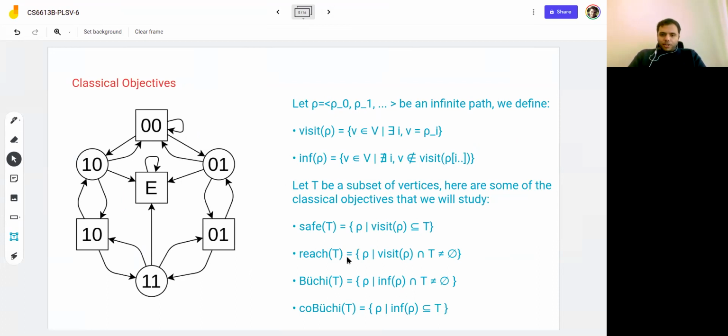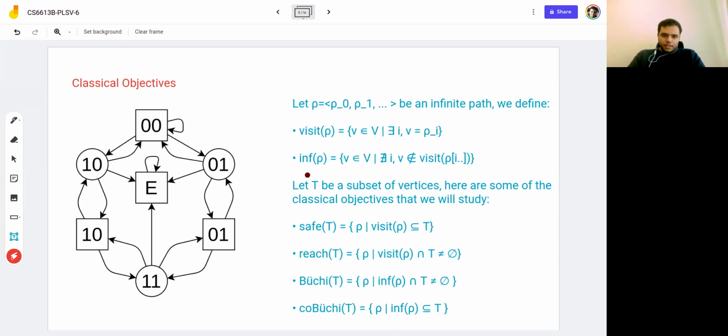So before I define the objectives themselves, I have to define two sets. So let's say that I have an infinite path rho, and let's say that I show it with rho 0, rho 1, and so on, and these are basically vertices of the graph. So my path can be, for example, 0, 0, 0, 1, 0, 1, and so on. So I define two sets with regards to this infinite path. The first set is the visit set, which is basically, as the name suggests, the set of vertices that are visited by this path. So this is the set of all vertices in V, such that there is an index i in my path rho, such that the vertex is equal to rho i. Okay, so this one is easy.